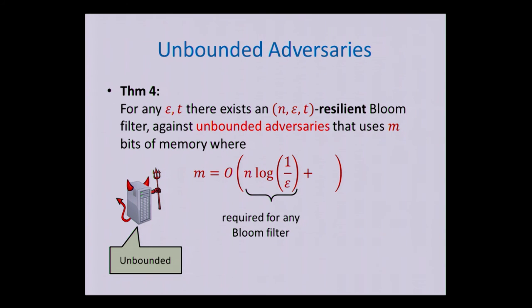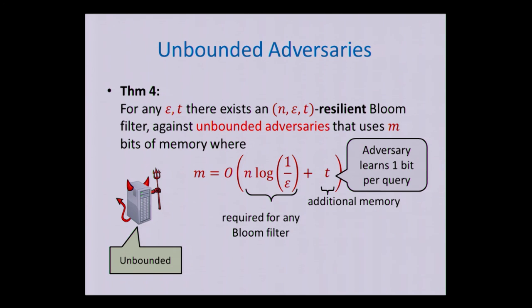And the question is, how much memory do you need to put in for each query? The memory is going to be n log 1 over epsilon. This is the basic memory required for any Bloom filter, even with the classical definition. And we have plus t. This is the additional memory we need to reserve for t queries. Notice that there's an assumption that the adversary learns one bit, or a constant number of bits, per query.